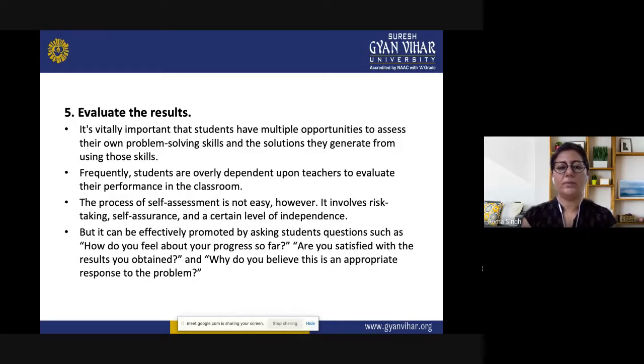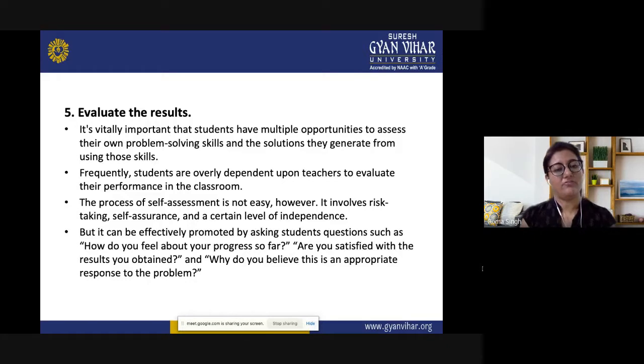So they should not depend every time on the teachers, who will only evaluate and tell them what has to be done, what you have not done, what should be done. The process of self assessment is not easy actually. It involves risk taking, self assurance, and a certain level of independence. So all these skills need to be taught to our students.